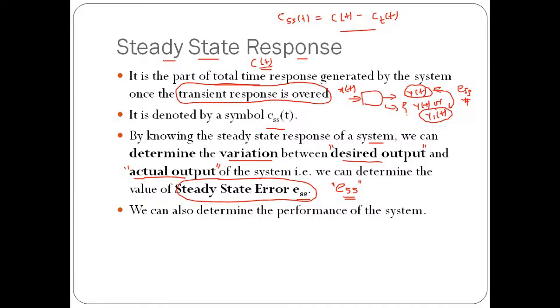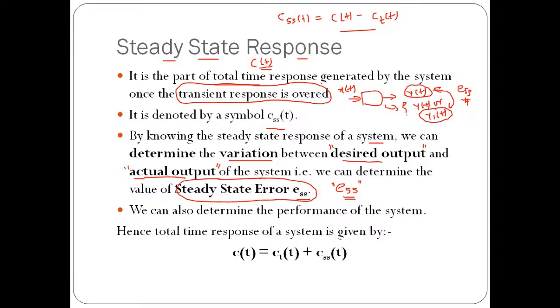So, we can also determine the performance of the system if we know the steady state error of the system. Hence, we can write mathematically that the total time response of the system is nothing but C of t equal to Ct of t plus Css of t. That is important.